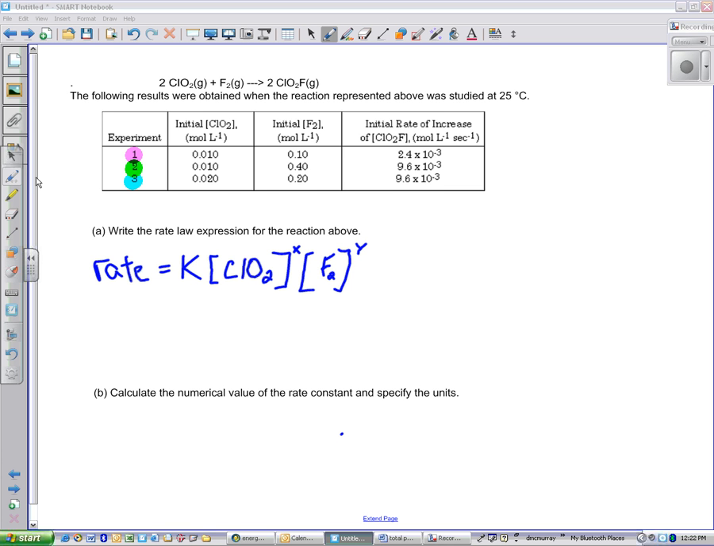And so for the first comparison, if we look at the experiments, the rates change. Look at the initial concentrations of the reactants. And you'll notice that between 1 and 2, the ClO2 remains at 0.01 and 0.01, whereas the initial concentration of F2 goes from 0.1 to 0.4. So I am going to divide experiment 2 by experiment 1, the larger by the smaller. So I'm going to divide 2 by 1.